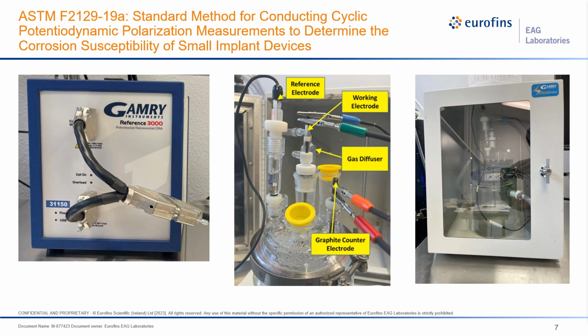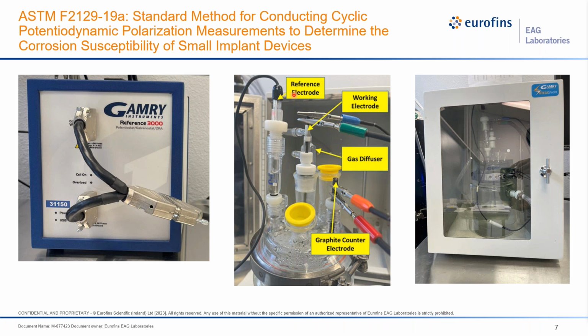So let's talk a little bit about the equipment and setup of ASTM F2129. Eurofins EAG Corrosion Testing Lab executes ASTM F2129 using a Gamry Reference 3000 potentiostat, as shown on the left here. A Gamry multi-port corrosion cell kit is used for the testing of the medical device, as shown in the center. A reference electrode in the form of a saturated calomel electrode is used. A working electrode is built to hold the medical device to be tested.